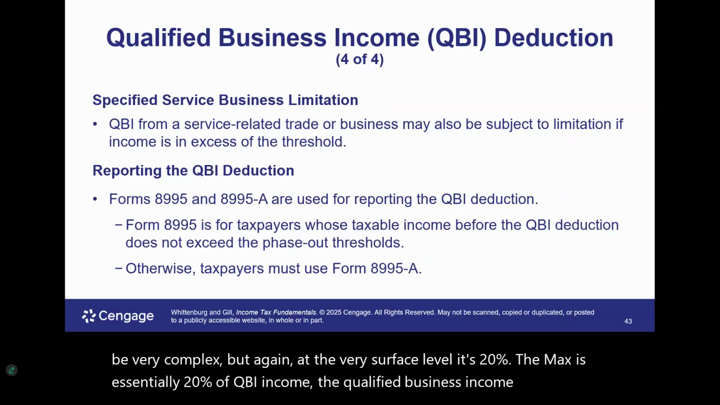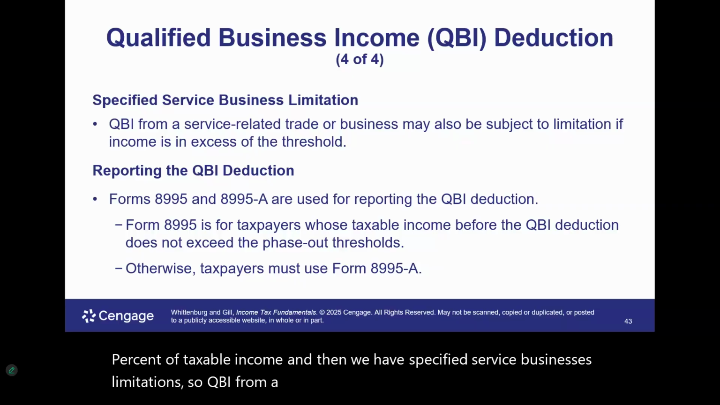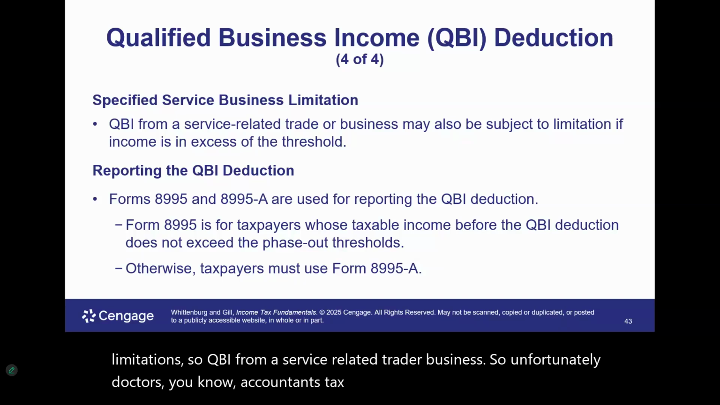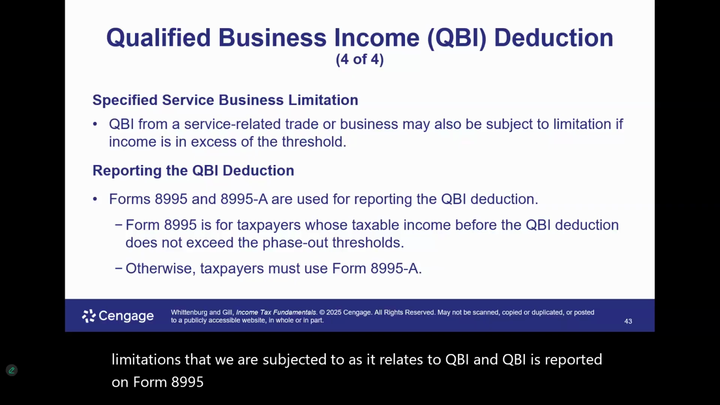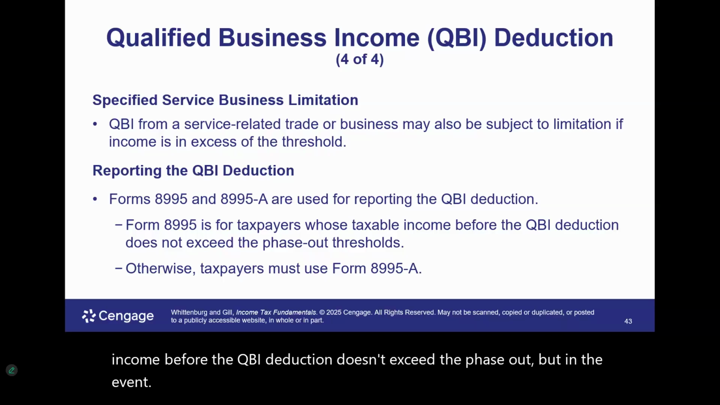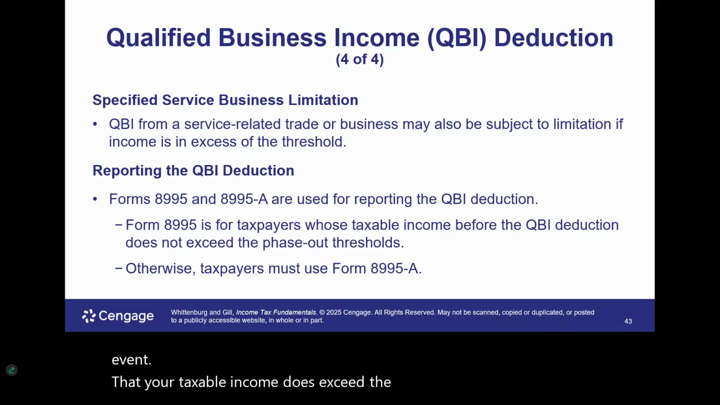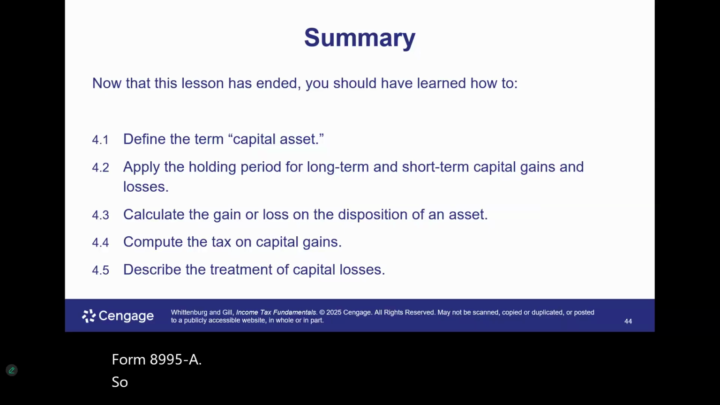And then we have specified service business limitations. So QBI from a service-related trade or business. So unfortunately, doctors, accountants, tax professionals, there are some limitations that we are subject to as it relates to QBI. And QBI is reported on Form 8995 and 8995-A. Form 8995 is for taxpayers whose taxable income before the QBI deduction doesn't exceed the phase out. But in the event that your taxable income does exceed the limitation, then they will use Form 8995-A. So this brings us to the end of Chapter 4.